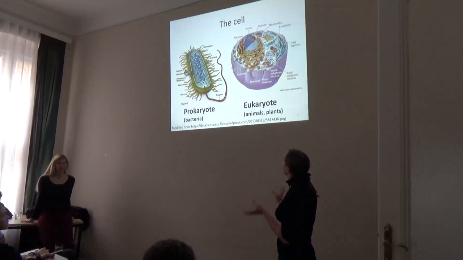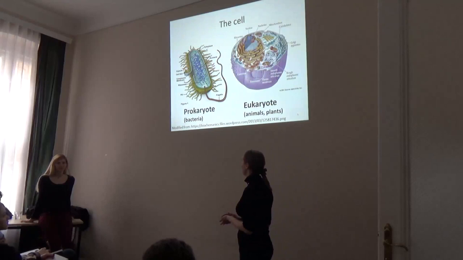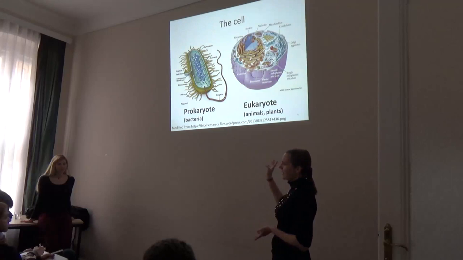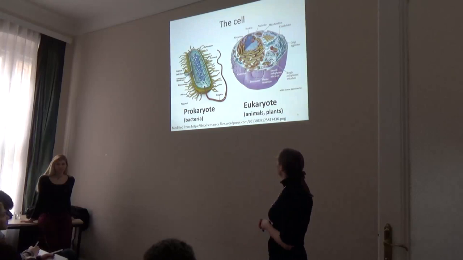So we have basically two different types of cells. The prokaryote cell, which is bacteria, so this is simplified. And the eukaryotic cell that has a nucleus, which is the main difference. The eukaryotic cells can be found in animals, plants, fungi.